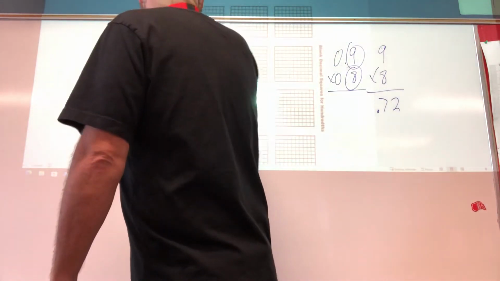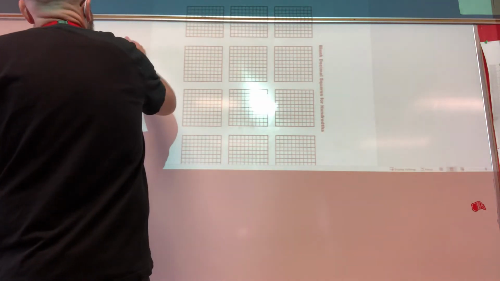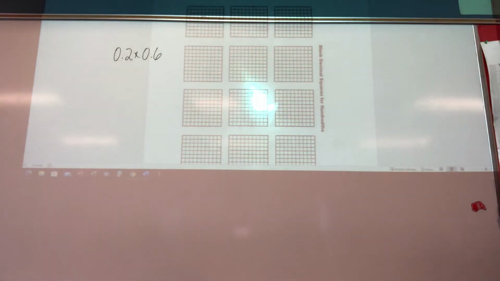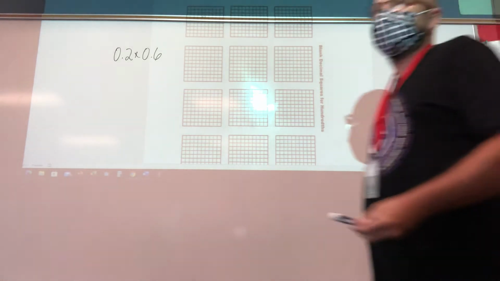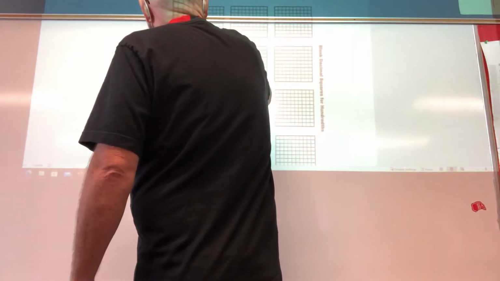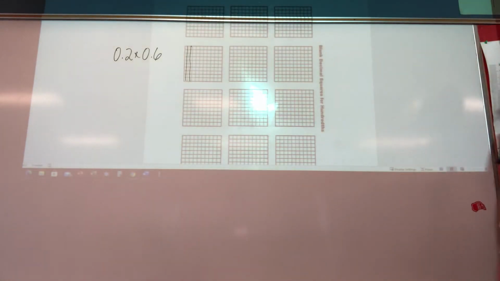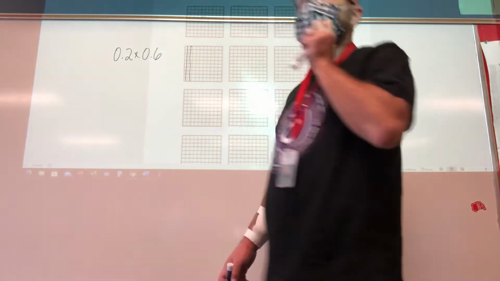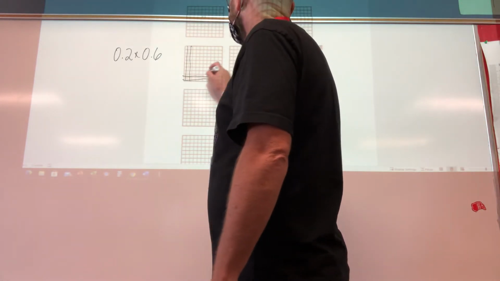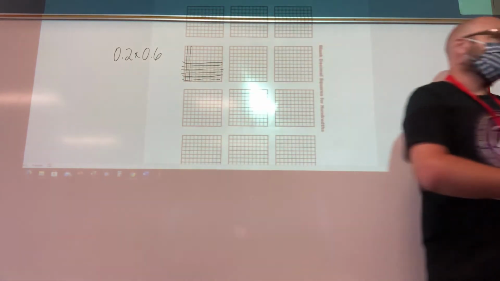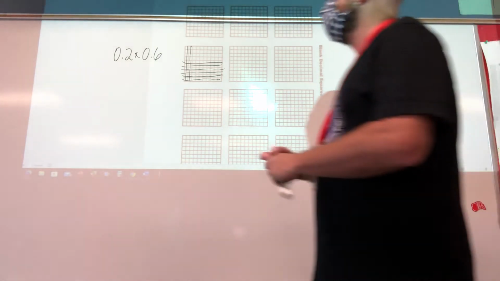Last but certainly not least, 0.2 times 0.6, or 2/10 times 6/10. I take one factor and I shade it one way, the other factor and I shade it the other way. So I'll go 2/10. How many hundredths in 2/10? 20 hundredths. How many hundredths in 6/10? 60. 2, 3, 4, 5, 6. How many are shaded in both ways? 12. So I should have 12 hundredths.